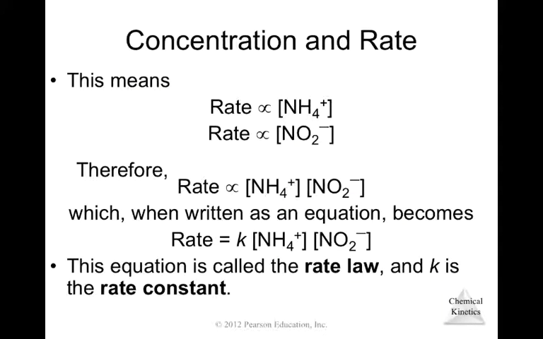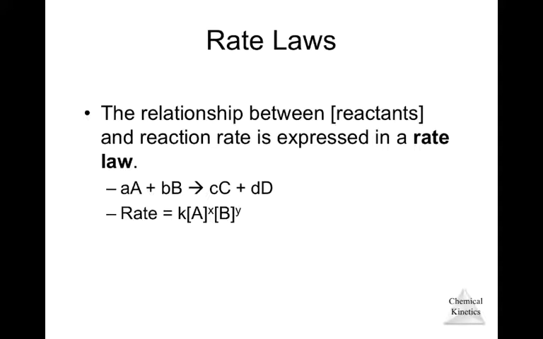So this means that the rate is proportional to the concentration of NH4+. It's also proportional to the concentration of NO2-. So overall, the rate is proportional to the two of those multiplied by each other. And so we can do something a little bit more useful with this and give it a rate constant, which is k. And so this is our rate law. The rate is the rate constant times the concentration of the different reactants. k is the rate constant. And when we put this together, we call this a rate law.